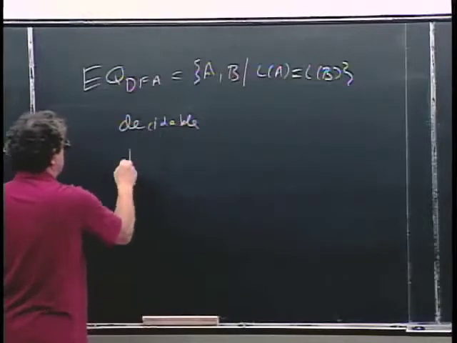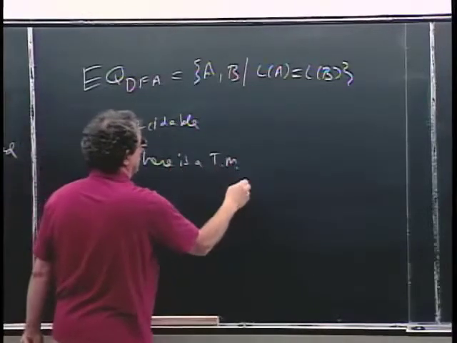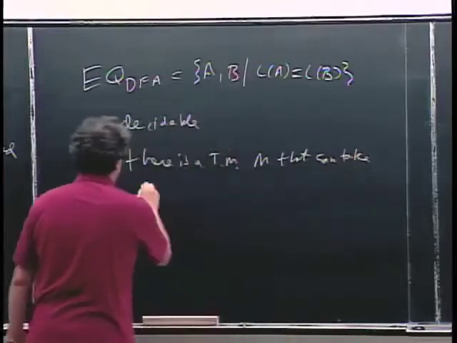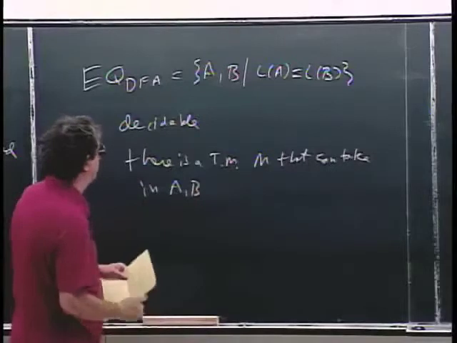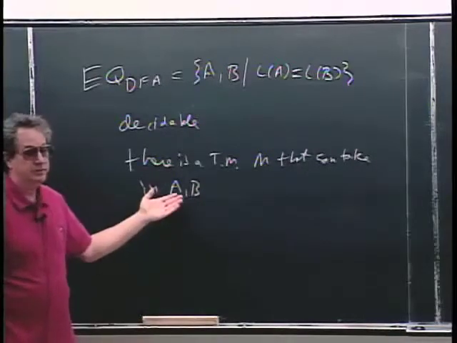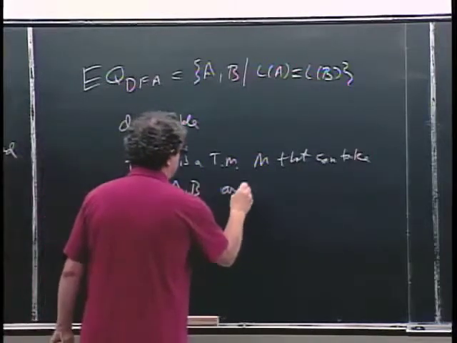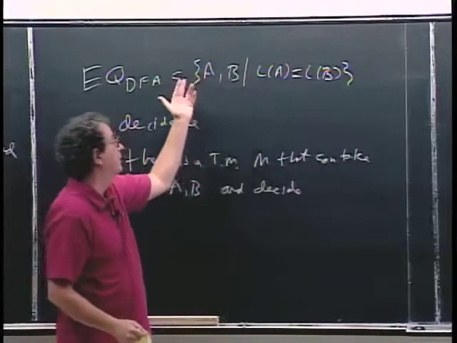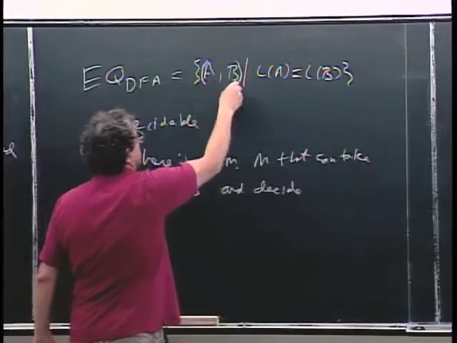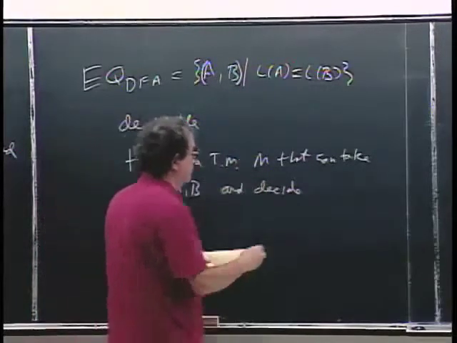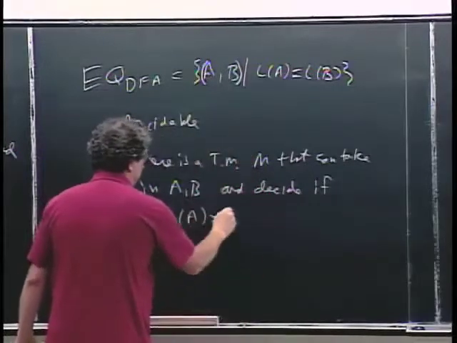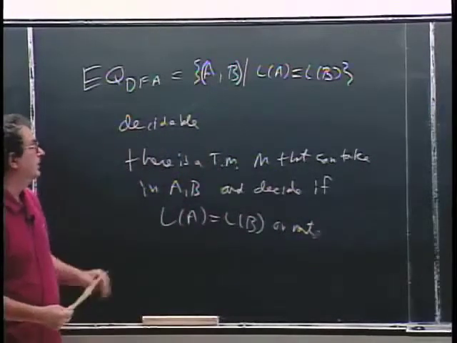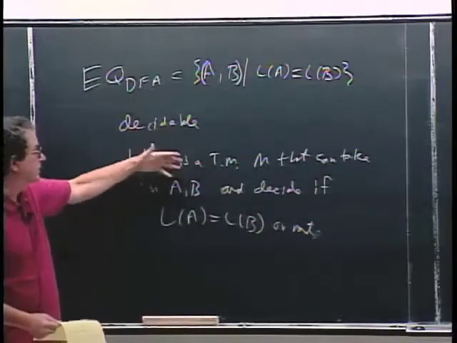So what does that mean? It means there exists a Turing machine, M, that can take in those two descriptions of DFAs, and a description of a DFA is just a string, and decide, which means determine whether it should accept this A and B, or I guess I should have put this in some kind of parentheses, and decide if LA equals LB or not. So it accepts if they're equal, and it rejects if they're not equal. So this is just a reminder of what decidable means, that there is a Turing machine that can do this.